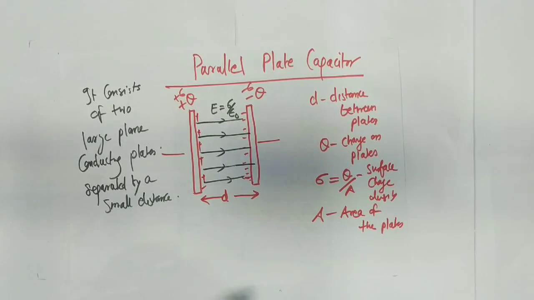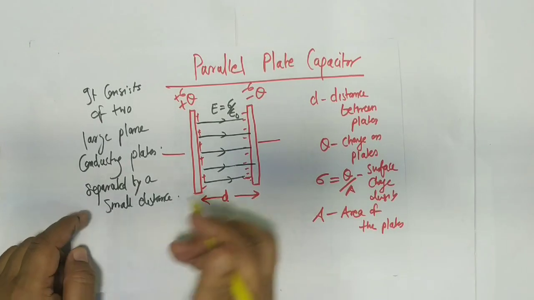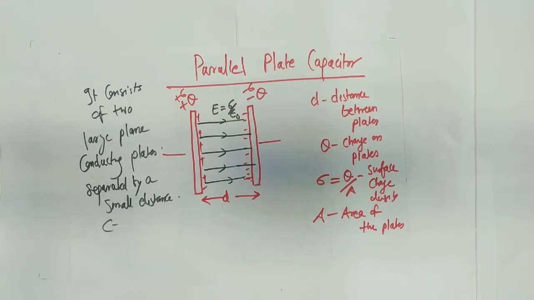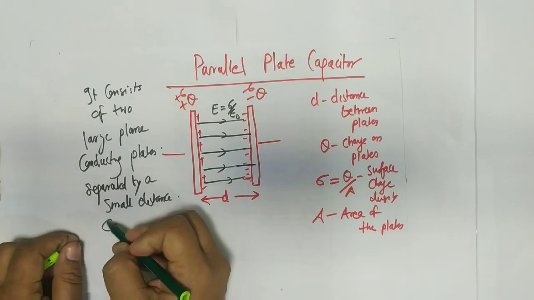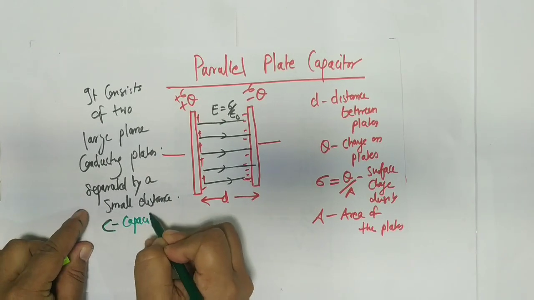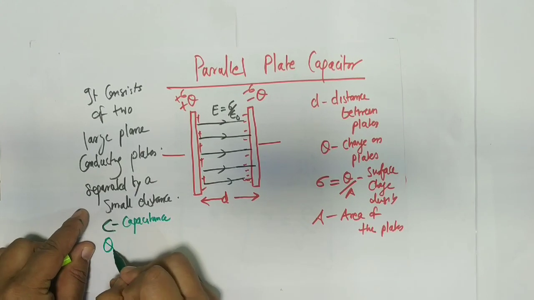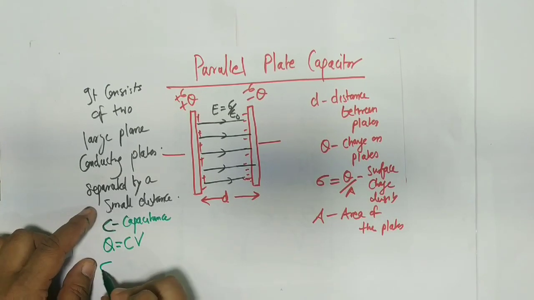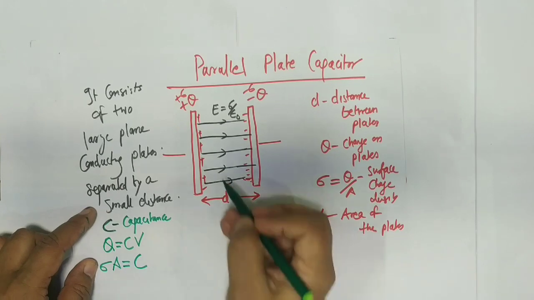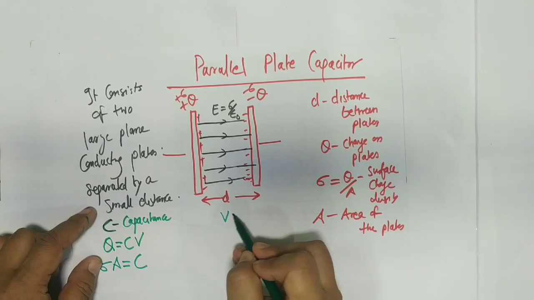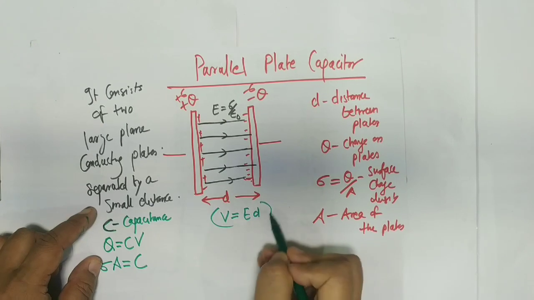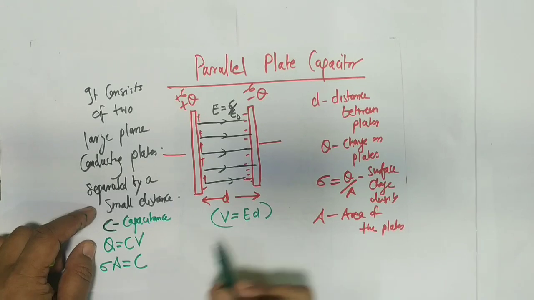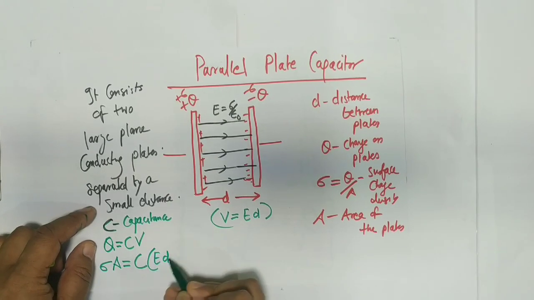Now can you find out the capacitance of this parallel plate capacitor? Yes, very simple. Say C is the capacitance here. We know that Q is CV. In place of Q, can we write sigma A? Yes, sigma A equals CV. What is potential difference? If you remember, potential difference is electric field into distance. You know that V equal to Ed. We can write V equal to Ed.